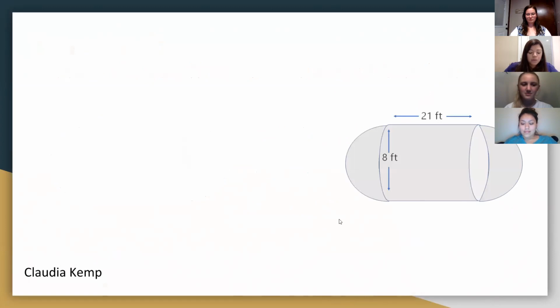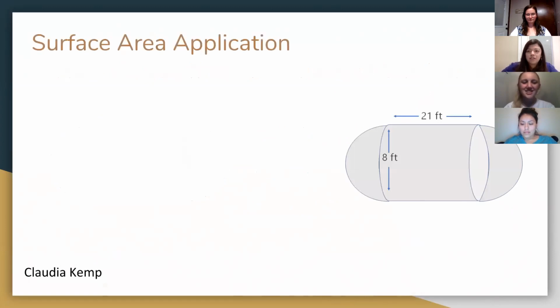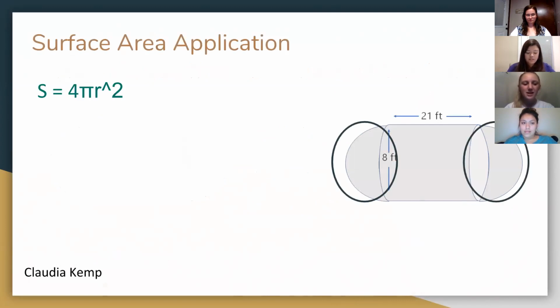Claudia, how would we find the surface area of this capsule? Ooh, that's a good one. As Jessica said earlier, we can split the capsule into two pieces, a sphere with the two halves and a cylinder with the body of the capsule. The surface area of a sphere is 4 times pi r squared. The equation for the surface area of a cylinder is 2 times pi times radius times height.